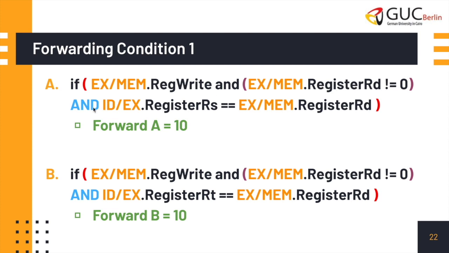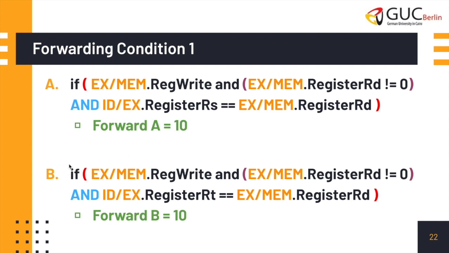Then we have our old condition, where the id/ex.register_rs is equal to the ex/mem.register_rd. So as you can see, we are here checking on the ex/mem pipeline register. If I'm going to forward the value of the ex/mem pipeline register, I need to make sure that the ex/mem register RD is not equal to 0, the register number 0. Register 0 is actually register number 0. Therefore, I'm checking on number 0, and at the same time, the regwrite control signal is 1. Then I will forward, and forward A will be 10, as you recall from the previous slides.